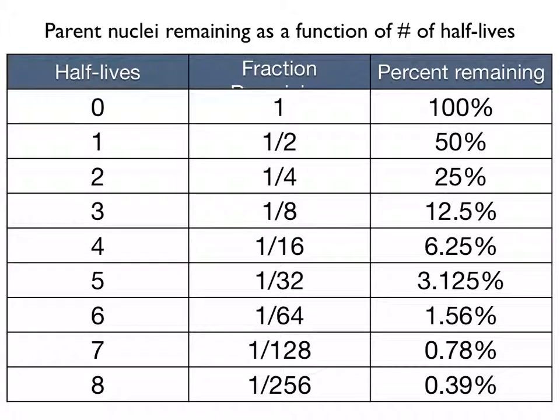Here's a table just showing the fraction and the percentage of the parent nuclides left after a certain number of half-lives. So at 0 half-lives, we have 100% remaining. After 1 half-life, we have 50%. After 2 half-lives, we have 25%, and so on. And after 8 half-lives, we're down to 0.39%, almost nothing.